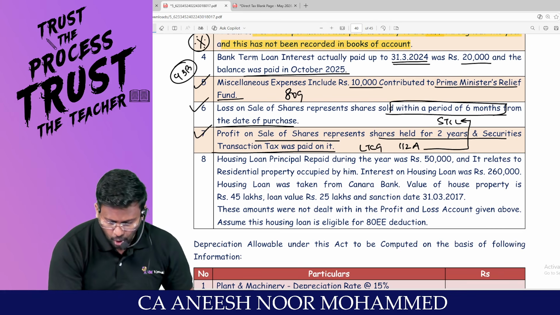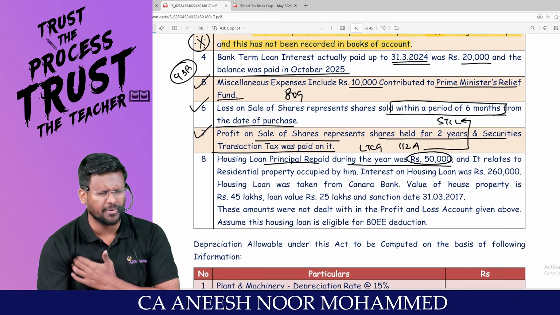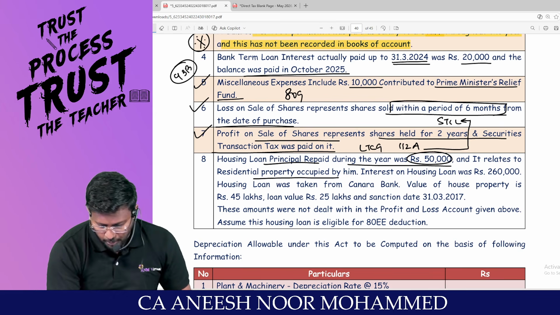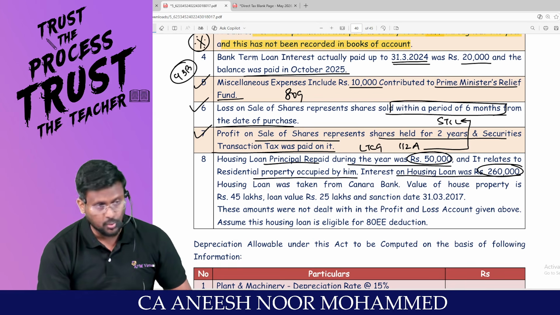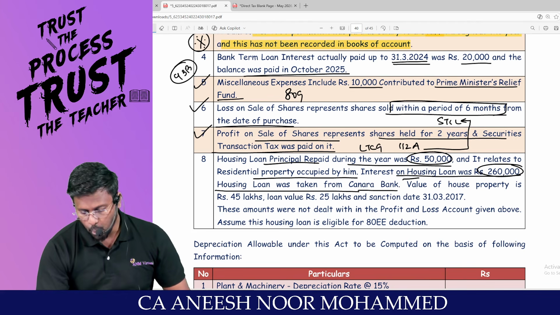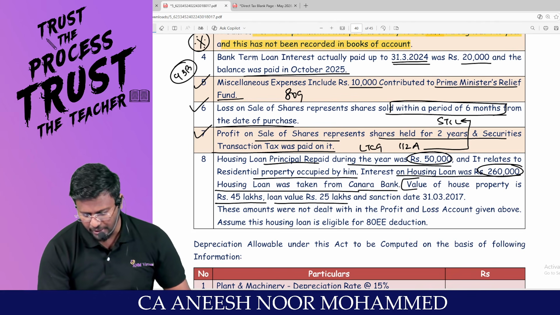Housing loan principal repayment during the year was 50,000. That principal repayment you can claim under 80C, and it relates to residential property occupied by him. Okay, fine. Interest on housing loan was 2,60,000. Total interest they are talking about. Housing loan was taken from Canara Bank. Value of the house property is 45 lakh. Loan value is 25 lakh.